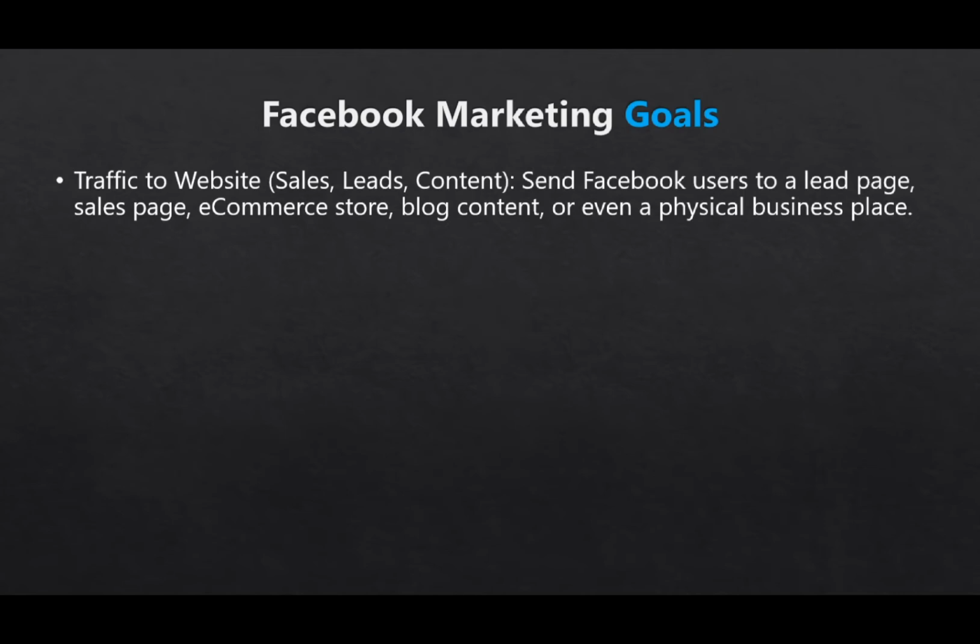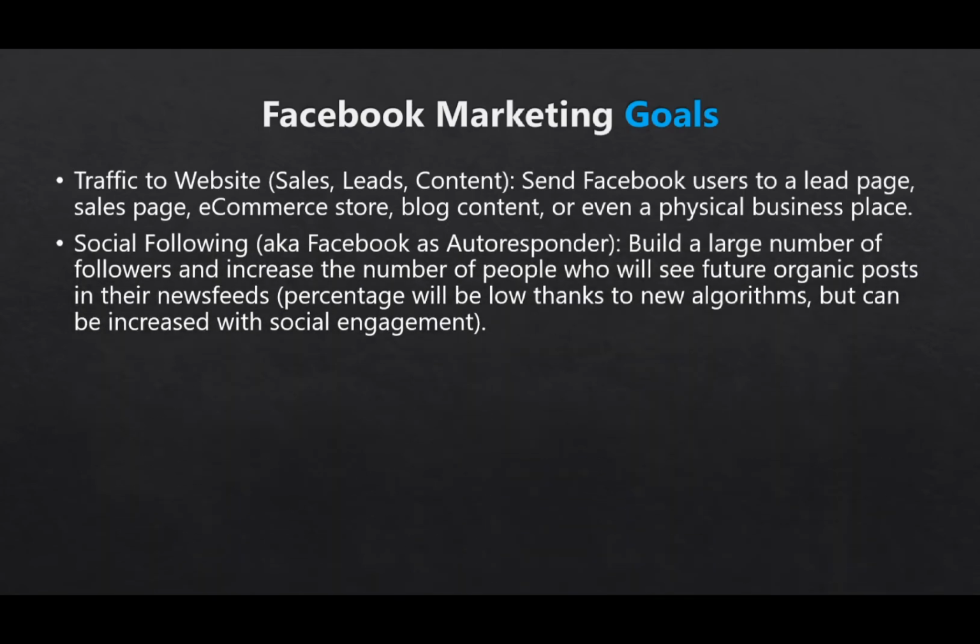Next, let's look at the social following goal, which we also refer to as Facebook as autoresponder. In this goal category, your aim is to build a large number of followers. This usually means likes in the case of a business or brand page, or it could mean friends if you're focusing on your personal profile. The reason we also refer to this as Facebook as autoresponder is because the main sought-after benefit here is to increase the number of people who will see your posts in their newsfeed. In this sense, your Facebook posts become similar to sending out email broadcasts via your autoresponder.